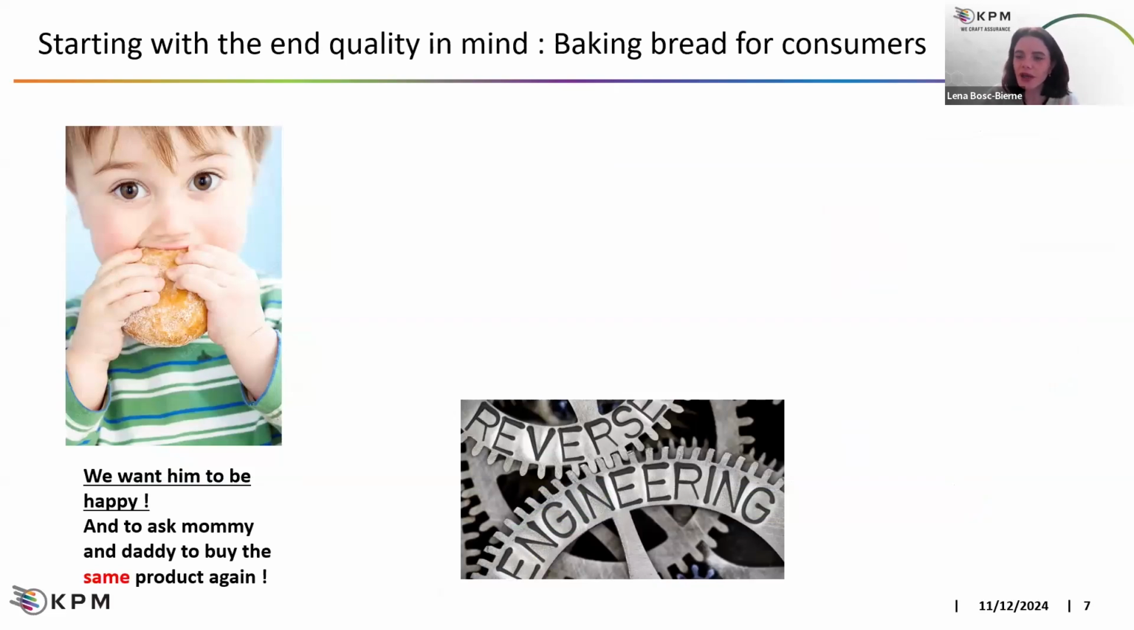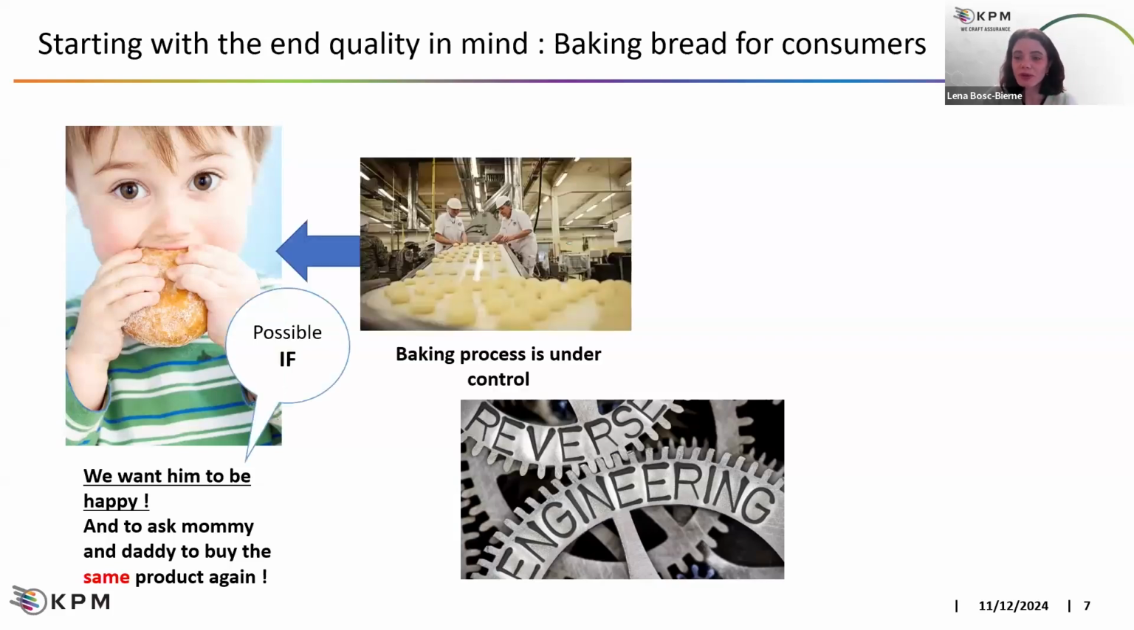So the idea is to think, okay, it all starts with the end product. The end product must be perfect every time. It must be consistent in its attributes, and its attributes must have the desired level in terms of volume, of color, and so on. Because what we want in the end is for this little boy to be happy, to like what he is eating, and to ask mommy and daddy to buy the same product again next time. So this is what we want.